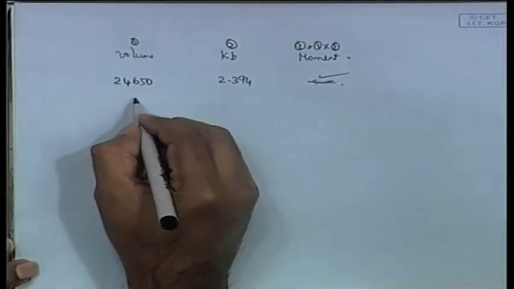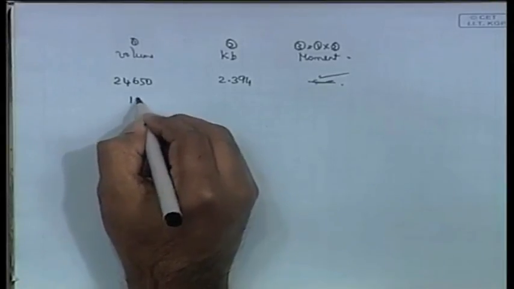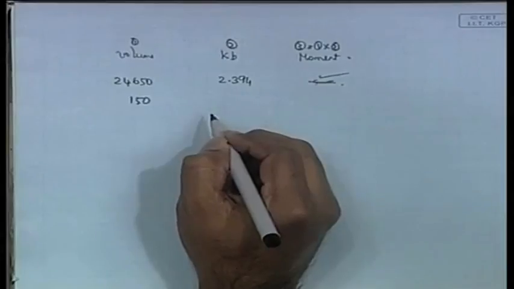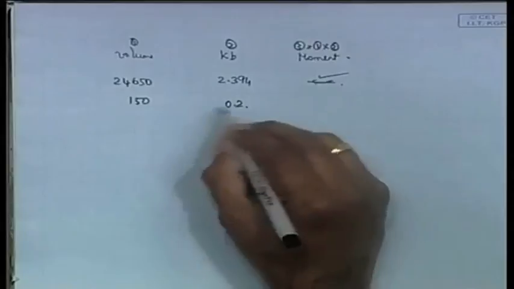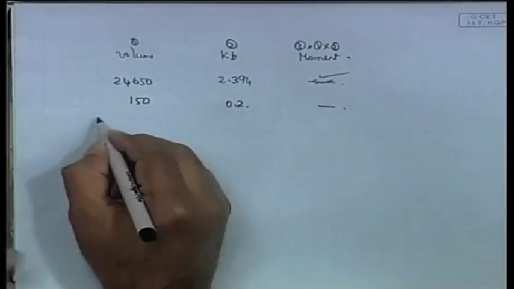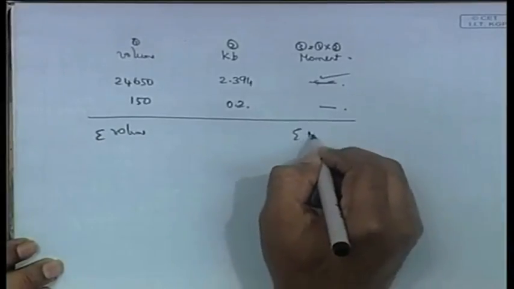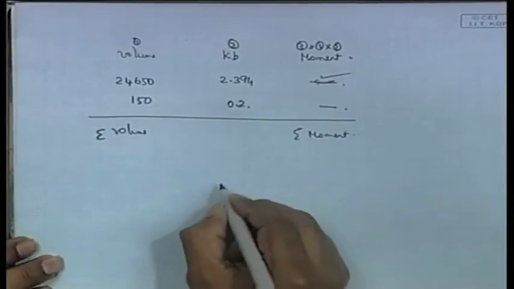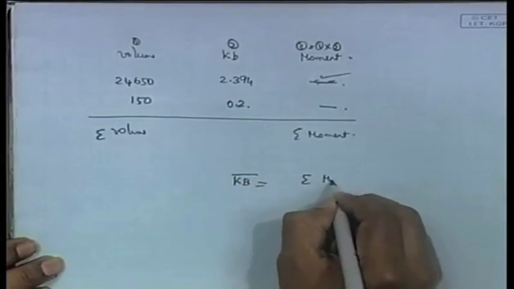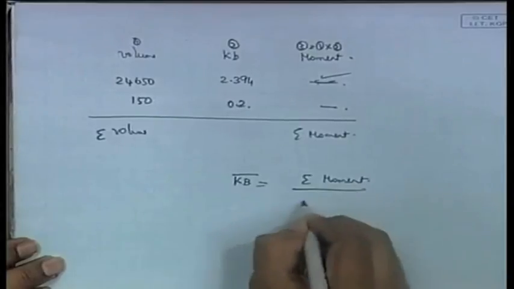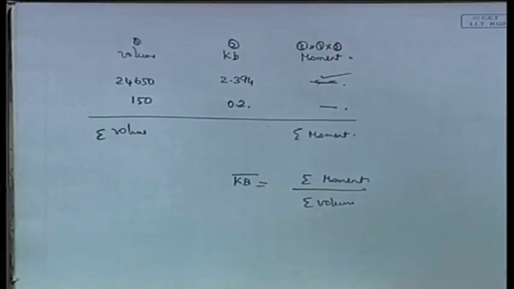Then here you are told, given that this volume that is below is about 150 meter cube, and that volume has a KB equal to 0.2 meter. So you find the product of this again, it comes here, sum up, you get the total sigma volume, you get sigma moment. Then the total KB of the whole system is given by sigma moment divided by sigma volume again.